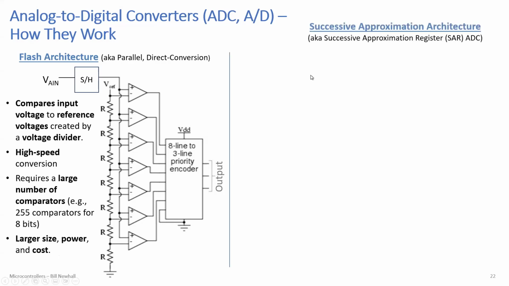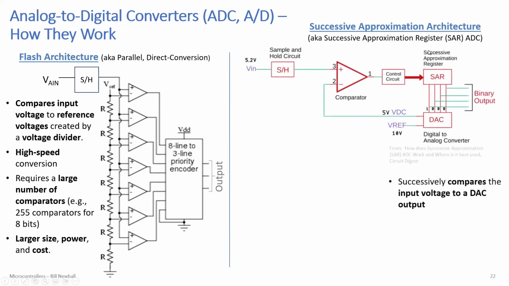Another way to do analog to digital conversion is to use successive approximation. Okay, so you'll hear that called SAR, successive approximation register. So here's what that looks like. Here's a diagram from this reference. You can take a look at this Circuit Digest web article here. And so here's the input on the left. Here's the binary output on the right.